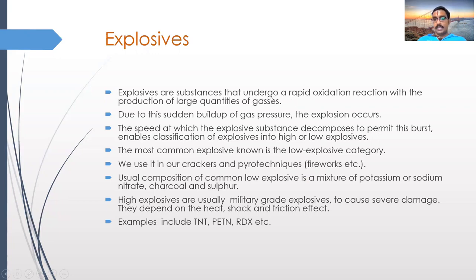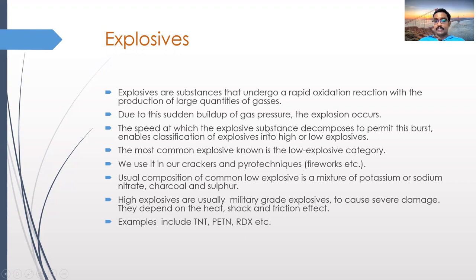One, they must be able to undergo a rapid oxidation reaction. That is a reaction where they can oxidize themselves quickly. It has to happen quickly. It can't happen very slowly. And during this rapid oxidation, the explosive substance also needs to produce a tremendous amount of gases. Due to this sudden buildup of gases, there's going to be pressure and it's going to explode. So this is the condition that an explosive substance has to fulfill.